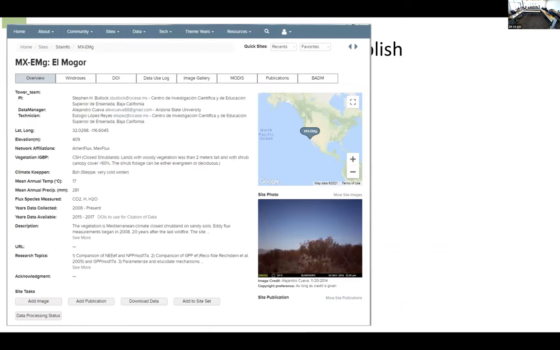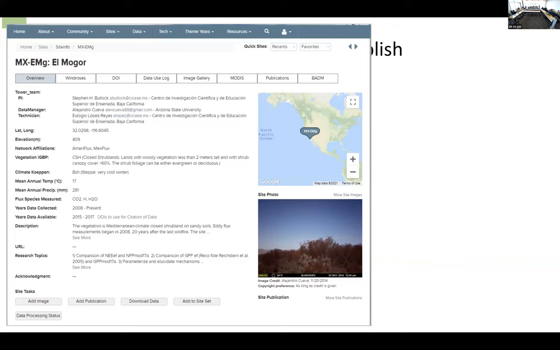If you are a data provider, it's very, very important to maintain your site page. There is a lot of very useful information about the site, especially for data users, on how to use the data. Everything here will be generated from your BADM, as part of the site general info BADM, and you can edit that. Tomorrow we have a BADM section where we can talk about how you update everything. What's important is this is where the data user finds information for each of the sites.